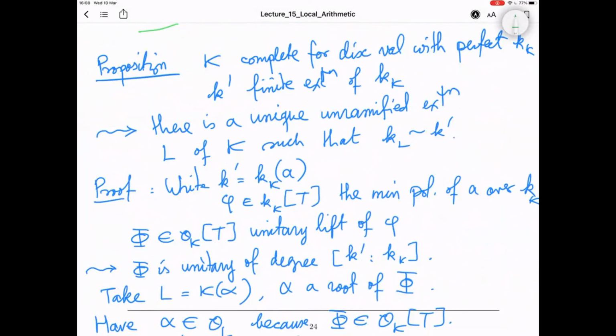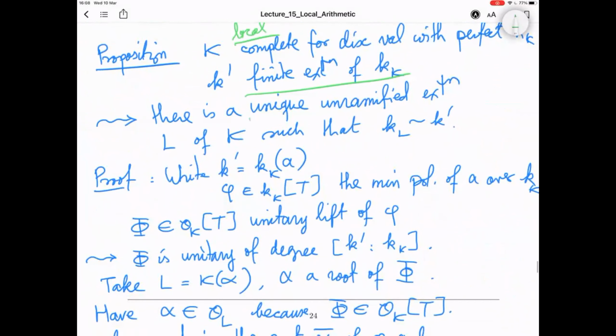So K is a local field, and K prime is a finite extension of the residue field. Then there's a unique unramified extension L of K, such that the residue field of L is isomorphic to K prime.